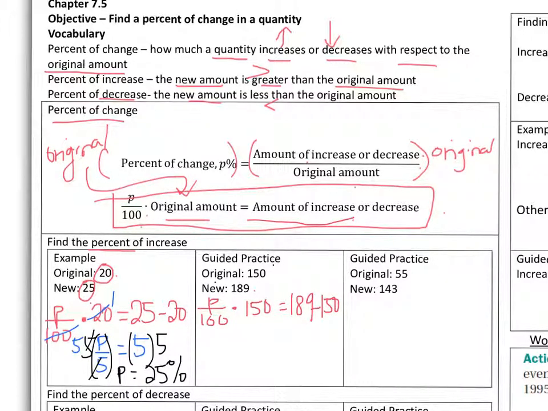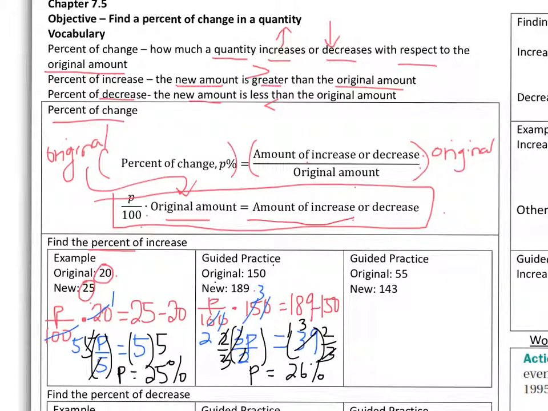Okay, and we can simplify the left-hand side. Okay, and then the right-hand side we can subtract. 189 minus 150 is just 39. And then get 3P over 2. And then we can multiply by the reciprocal of 3 over 2, which is 2 over 3. Cancel the 3 and the 2. So your percent of change would be 26%.